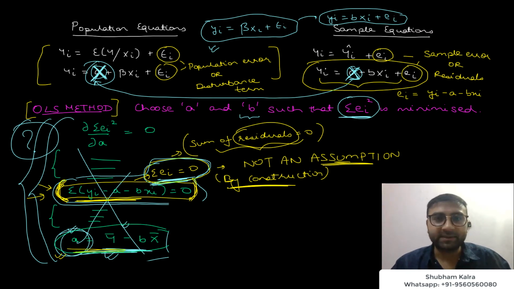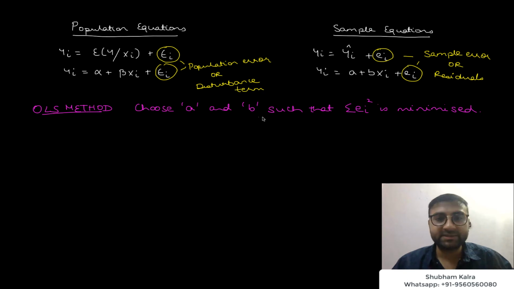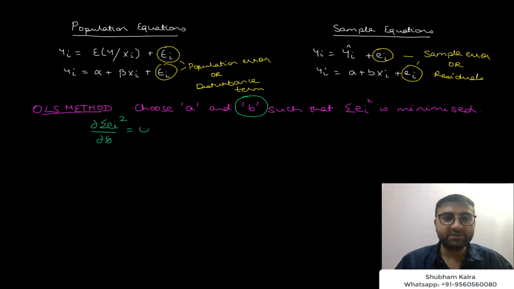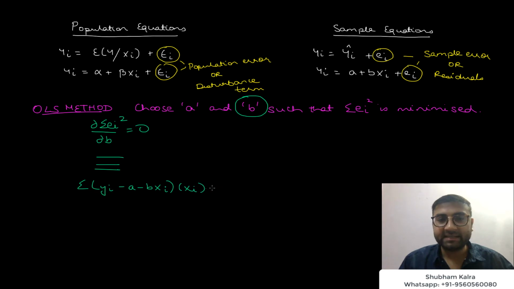Now let's move further. I'm going to talk about the linkages that you should note when you're working with B. So what is the next thing that we do? We partially differentiate summation of ei square with respect to B, and we put this equal to 0. Then there is some math, we do that math, and we get one equation, which is summation of yi minus a minus bxi, multiplied by xi, is equal to 0.